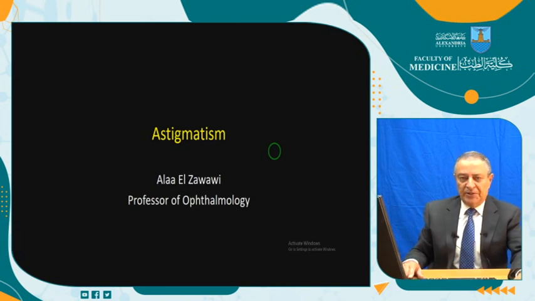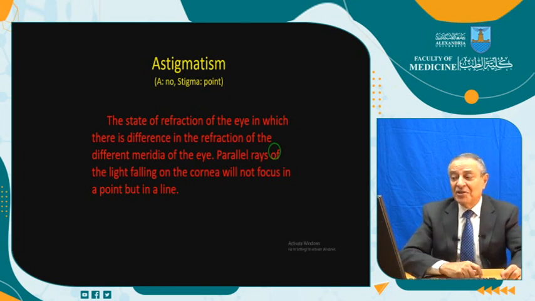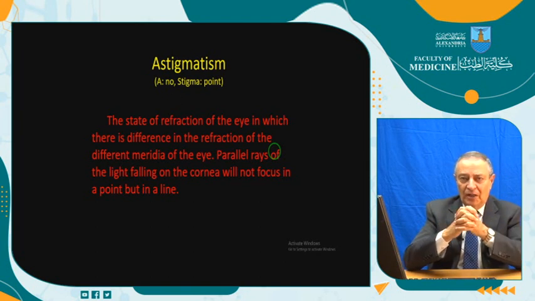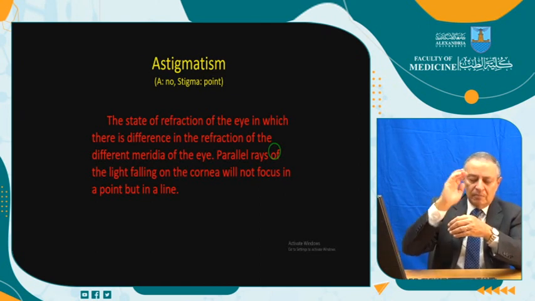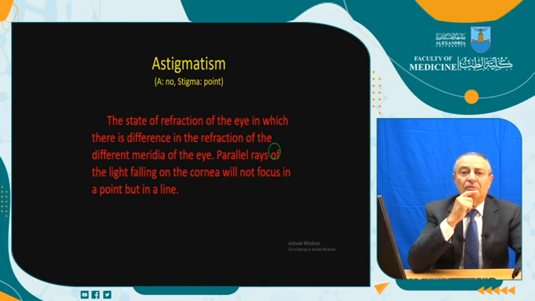What is astigmatism? Astigmatism is that state of refraction of the eye in which there is a difference in the refraction in the different meridians. What is this? You have seen that the optical system of the eye consists of the cornea followed by the lens. Let us see the cornea. The cornea is the first surface that the light will be confronting.